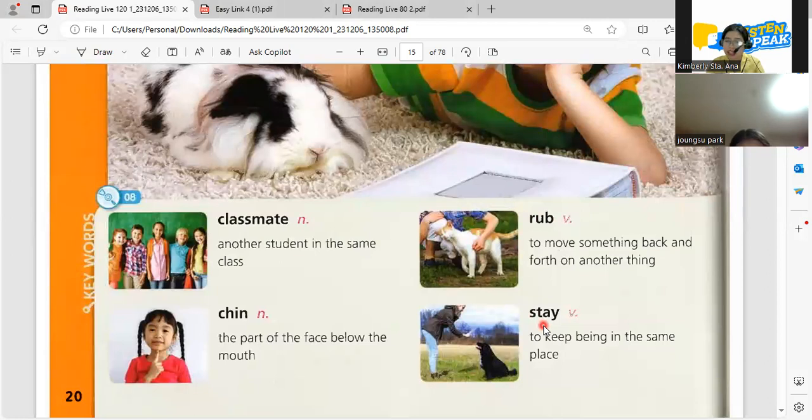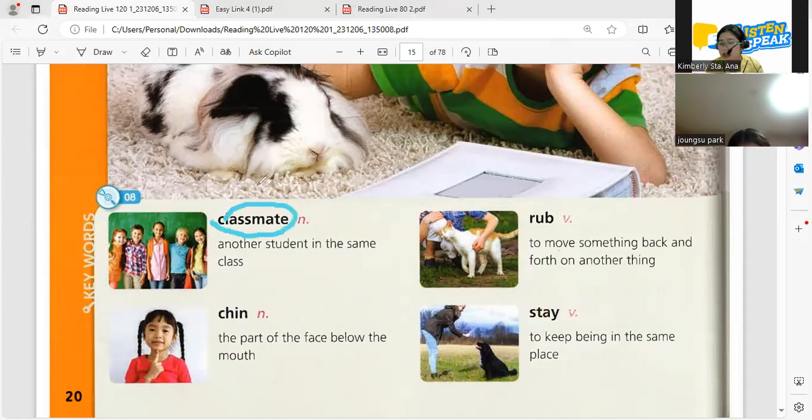Very good. So when we say stay, we don't go anywhere. We stay here. Like the dog. The dog stays here. The dog is not running. The dog just stays in the same place. Okay, now let's say stay. Stay. Okay. So before we go, let's read these words.